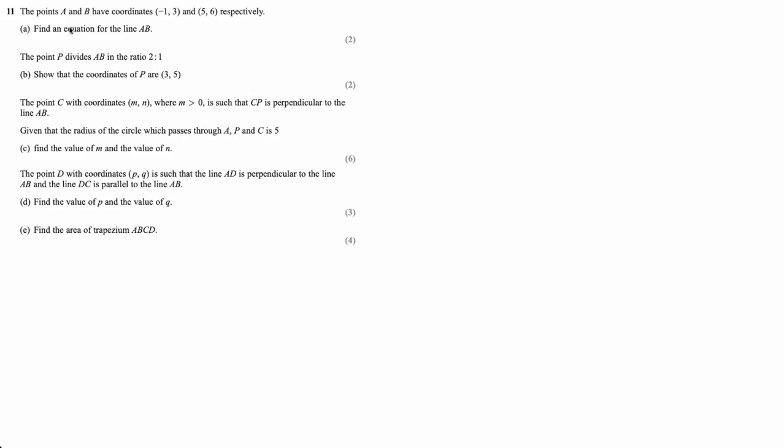Question 11. The points A and B have coordinates this and this. Find an equation for the line AB. Okay, guys, that should not be difficult. Well, at least it should be very familiar to you. First, we get the gradient, m. It's y2 minus y1, which is 6 minus 3, over x2 minus x1, which is 5 plus 1, 3 over 6, which equals 1/2.